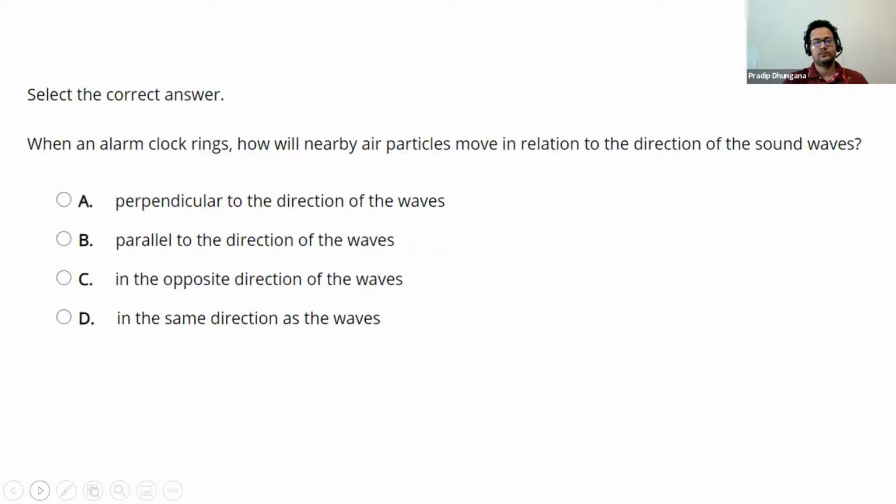Now let's go to the next question. Let me launch the poll again. Try your best. The question is, when an alarm clock rings, how will nearby air particles move in relation to the direction of sound waves? I already got two correct answers. That's great. I'm still waiting for others to answer. Thank you very much.